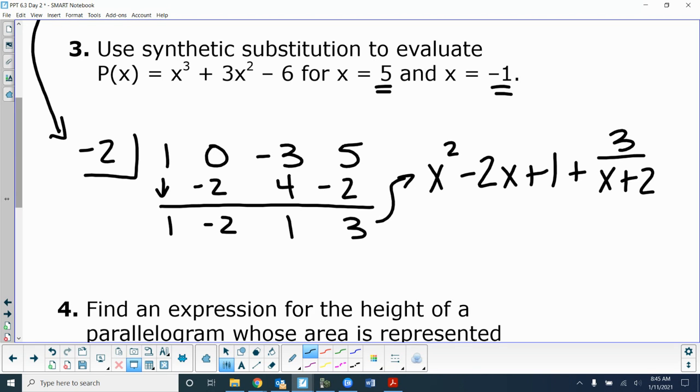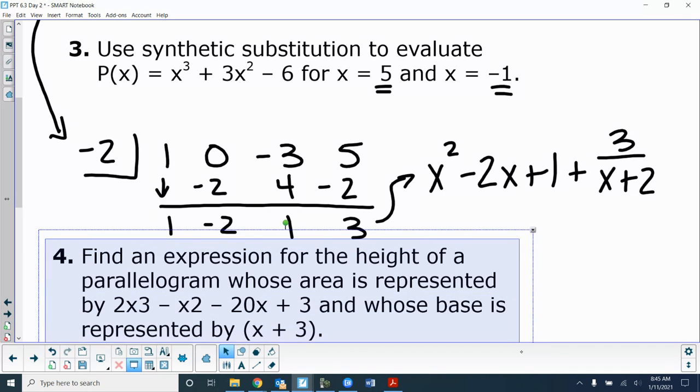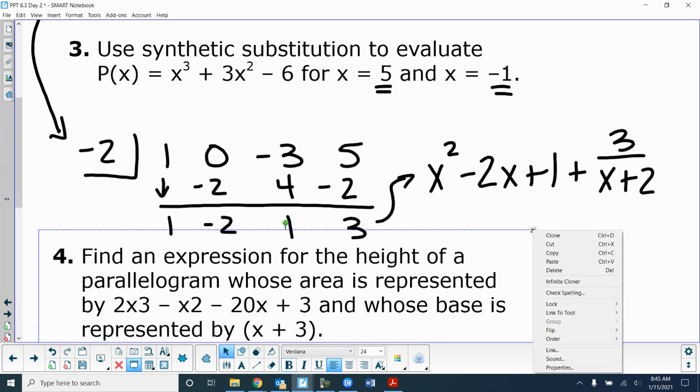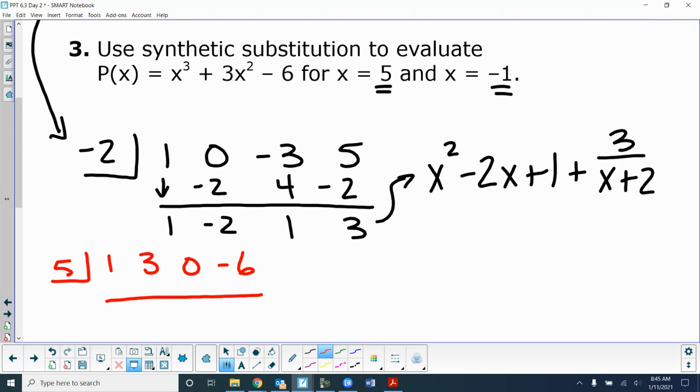So let me do this. I don't need this anymore. You don't worry about that stuff. I'm going to get rid of it. All right, so I'm going to put a 5. Let's change the colors here. And I got a 1. There's the x squared. I'm missing the x. I got to put a 0 there, and then the constant.